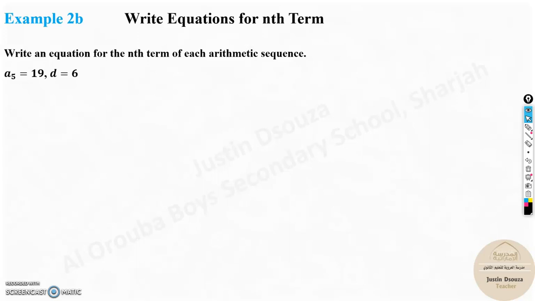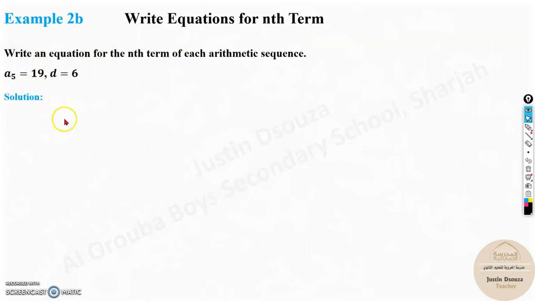So try pausing the video and solve it by yourself. I hope you tried by pausing the video. Now we will continue. We will try solving this together. Here you need to write the equation for the nth term of each arithmetic sequence, and they are given a5 equals 19 and d equals 6. See, the first term is not given. It's not a1 that is given. We don't have a sequence. They have given d and a5.